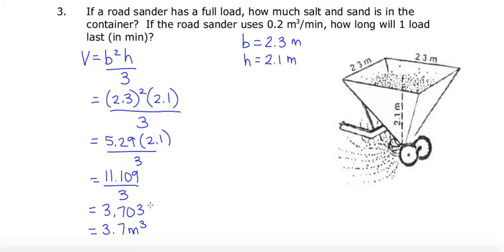So in order to do that, we're going to take the total volume of our road sander, which is 3.7, and we're going to divide it by the volume that it uses per minute, so 0.2. So when I calculate 3.7 divided by 0.2, this gives me 18.5. So this tells us that this load will last us 18.5 minutes. So now I'm going to include my minutes here.